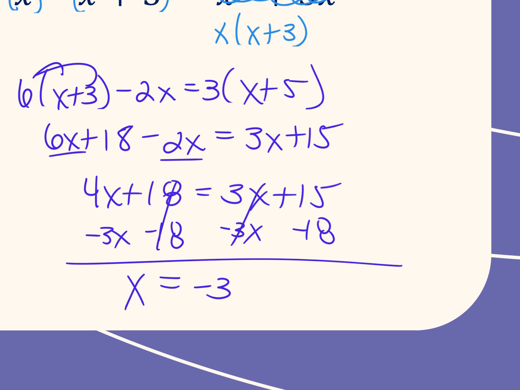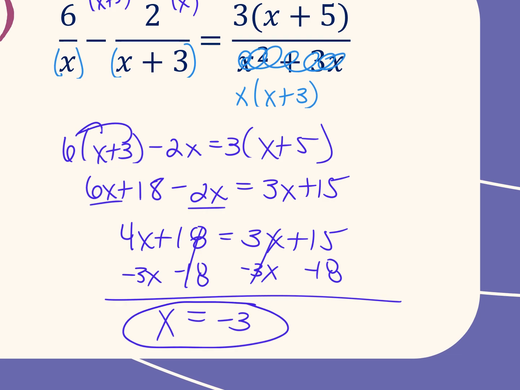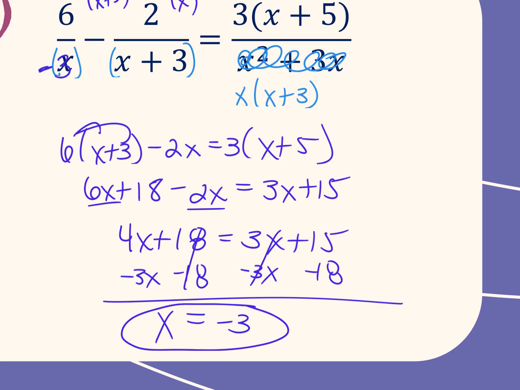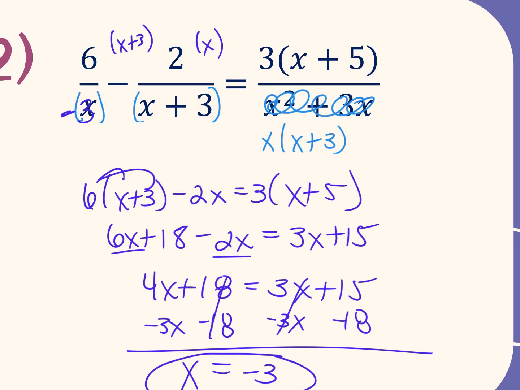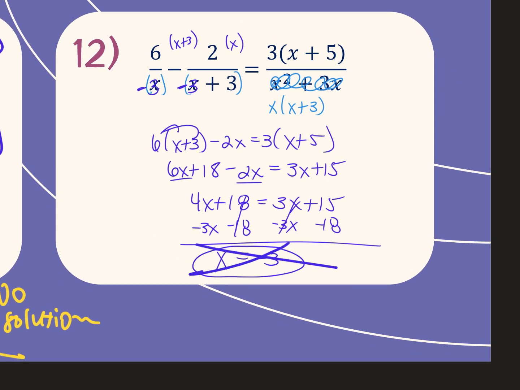Are we happy with that answer? Yeah, I'm happy we got that answer. But what do I need to do with it? Check it. If I plug -3 in here, are we okay? 6 over -3? Sure. What about if I put it here? What's -3 plus 3? 0. Uh-oh. So we cross this off. It's extraneous. And we write no solution.